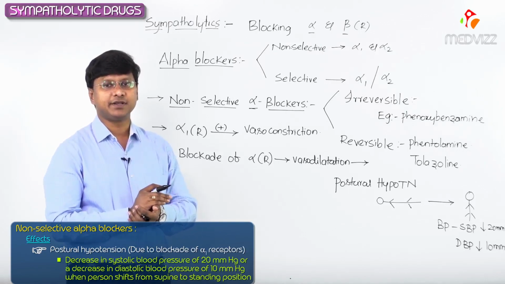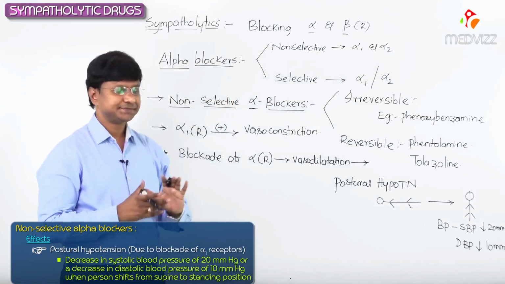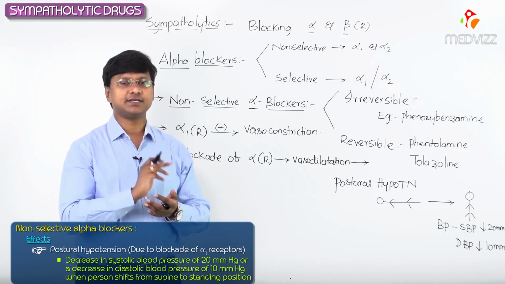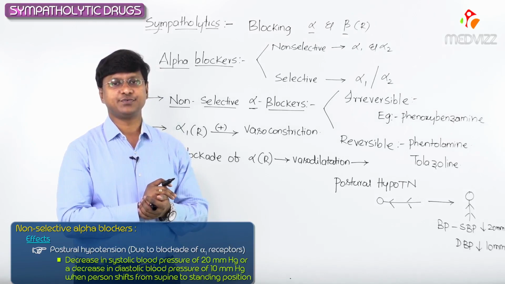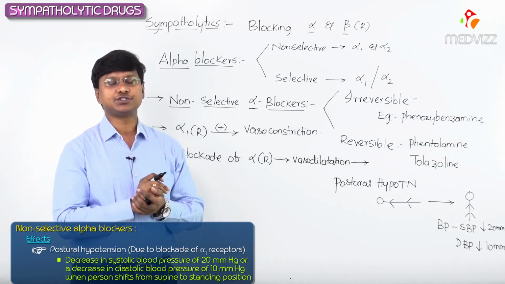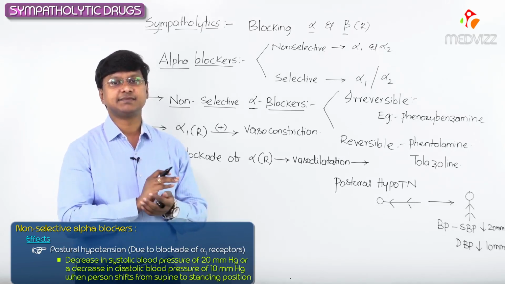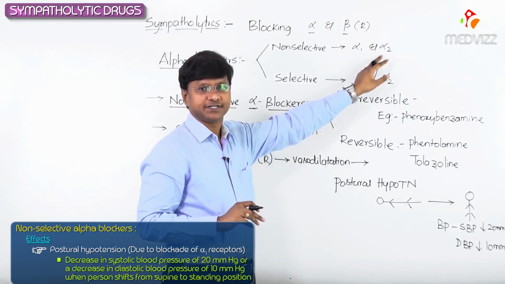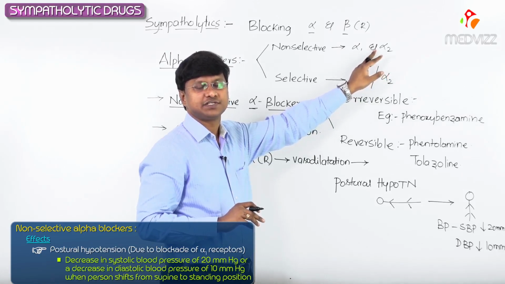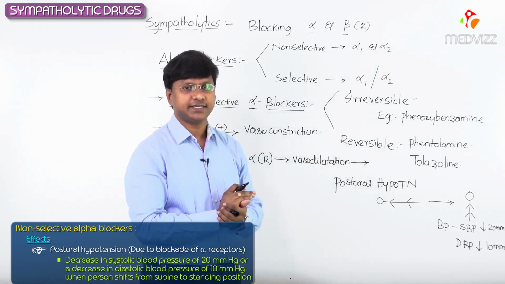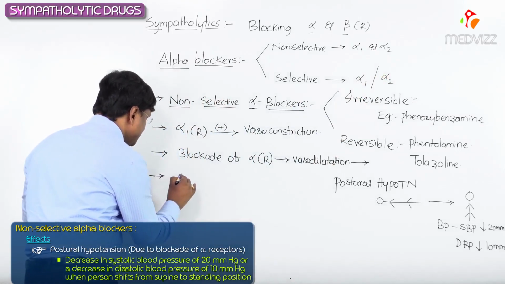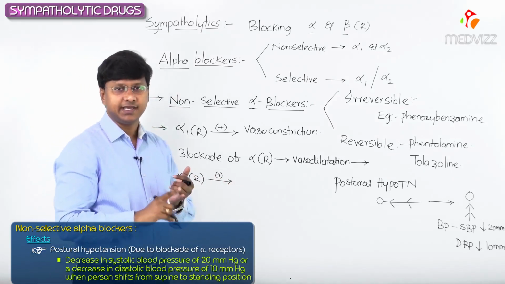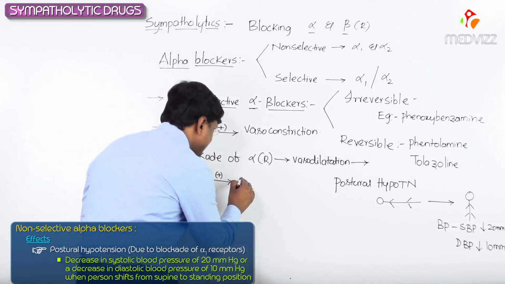Now let me tell you what will happen if the alpha 2 receptors are blocked. Where are these alpha 2 receptors present? They are present within the central nervous system. Whenever there is stimulation of the alpha 2 receptors, there is a decrease in the sympathetic outflow. So the point to remember is that alpha 2 receptor activation results in a decrease in sympathetic discharge.